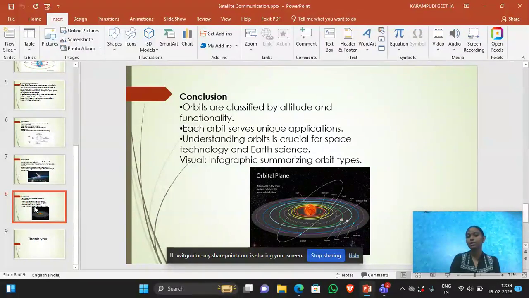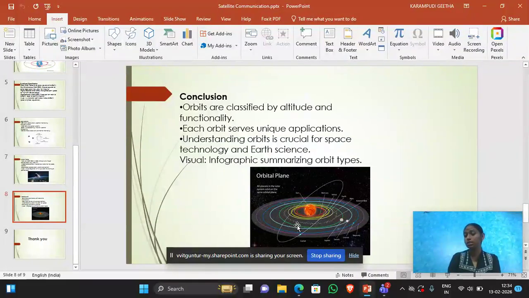Orbits are classified by altitude and functionality. Each orbit serves unique applications. Understanding orbits is crucial for space technology and Earth science as well. Infographic summarizing Earth orbits. Orbital plan.